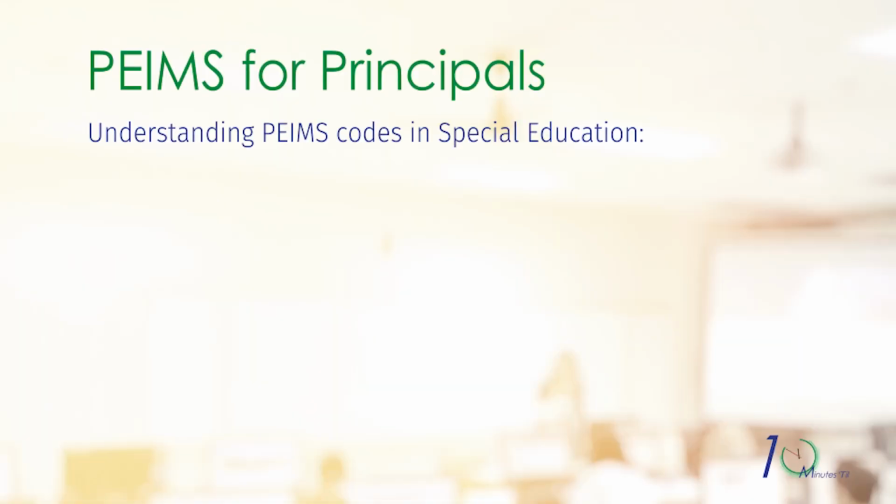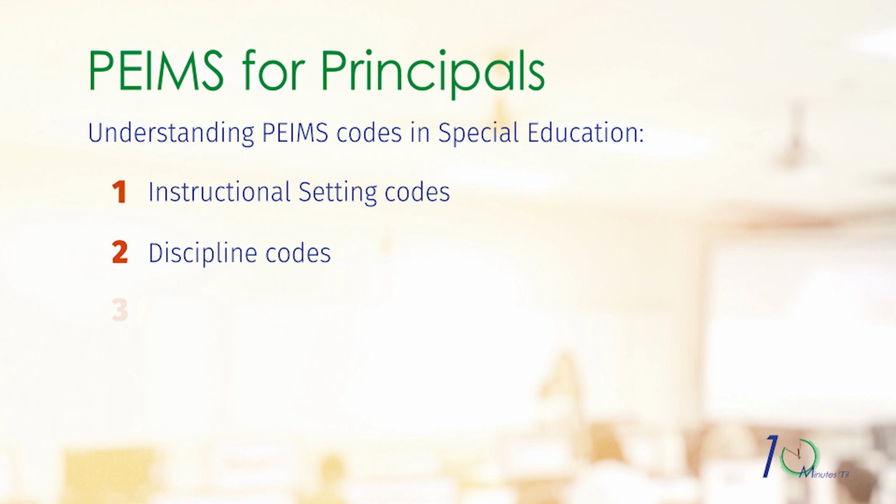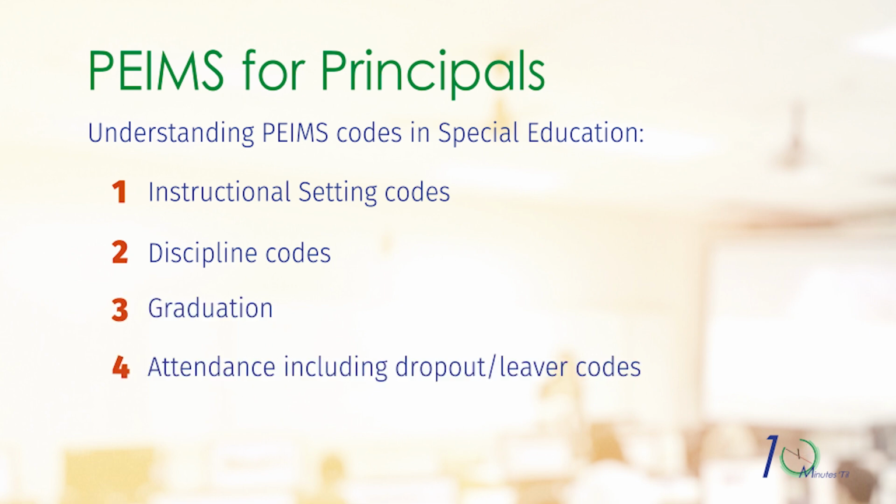Four areas that are important to understanding PEIMS code as it comes to special education are the following: instructional setting codes, discipline codes, graduation, attendance, including dropout and leaver codes. One reason we're looking at these four specific areas is that they all show up in the results-driven accountability section of the Texas Education Agency's A through F accountability system. Let's take a look at these one at a time.